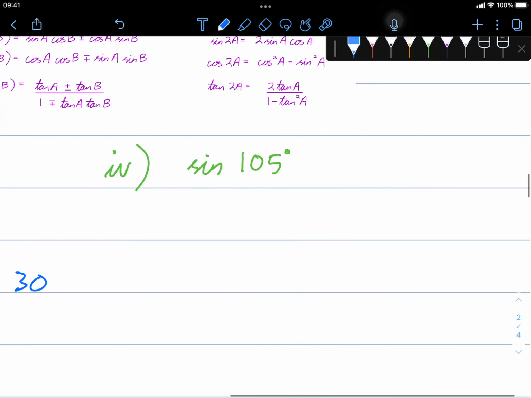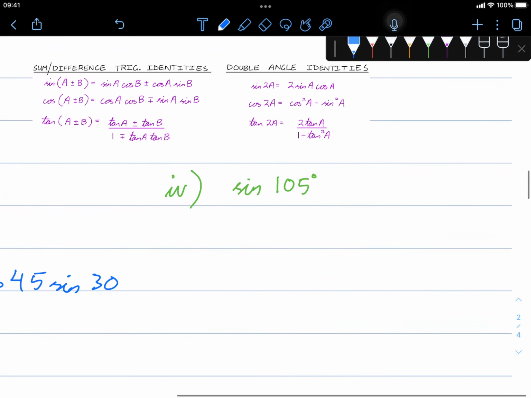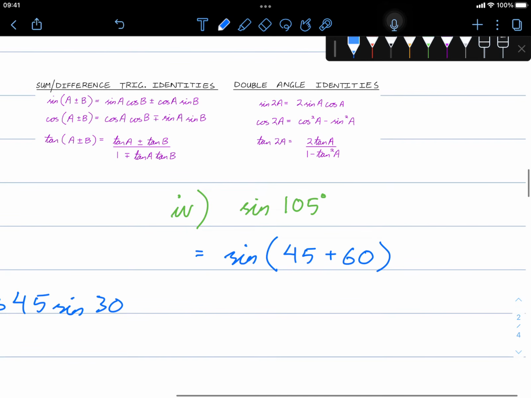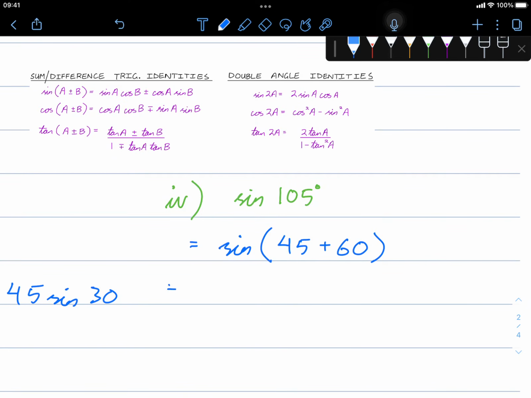Sine 105. This one's a little bit different, but I hope you can see the combination that we need to use. Sine 105 is 45 plus 60. So this becomes sine 45 plus 60, or 60 plus 45. It won't matter because you will get the exact same expression in the end. So this is A and B.